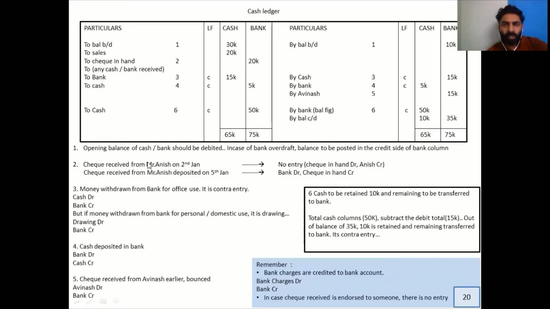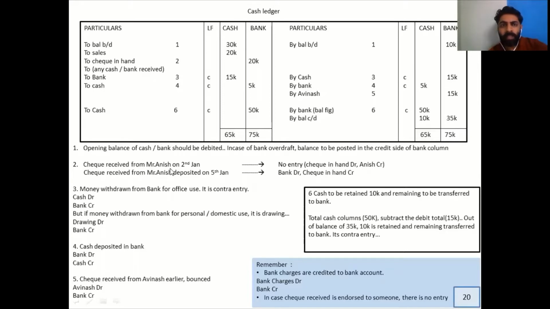The next transaction is check receipt from Mr. Anish. Now, if somebody asks you the journal entry, you'll definitely say that bank account debit to Anish account. That's perfectly right. But when we are doing this cash book, we have to look into all the transaction and we have to see whether the check has been deposited on the same day or not.